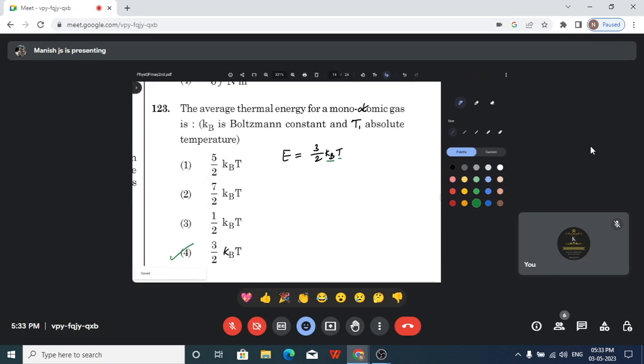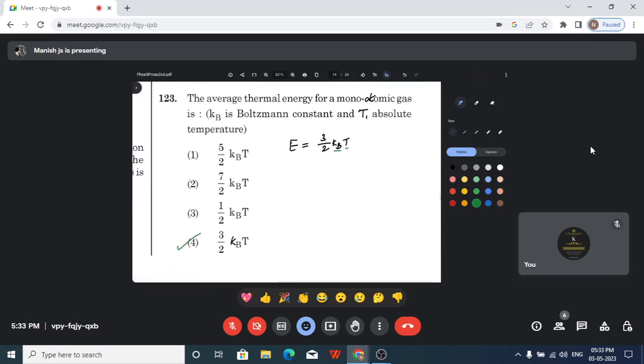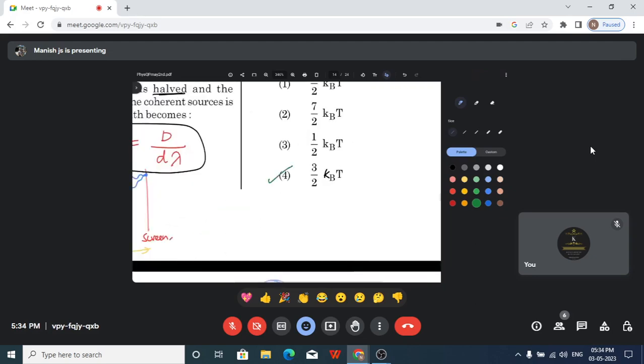Simple. This is just a formula based question. So you remember the formula. In monoatomic gas, this is the formula. Similarly, there is diatomic, there is triatomic. Okay. So we'll go to the next one.